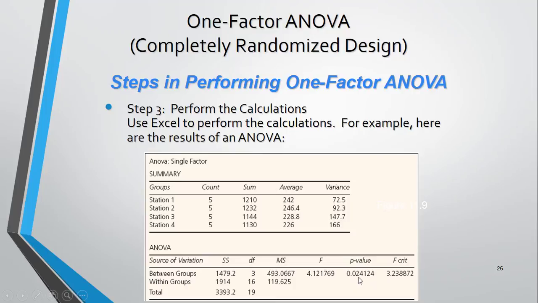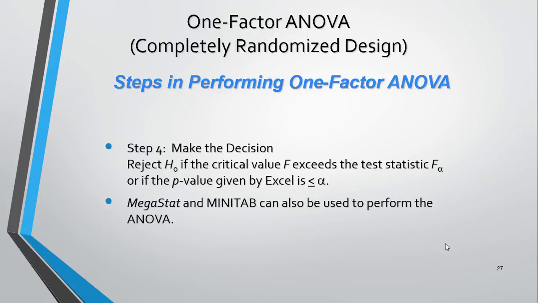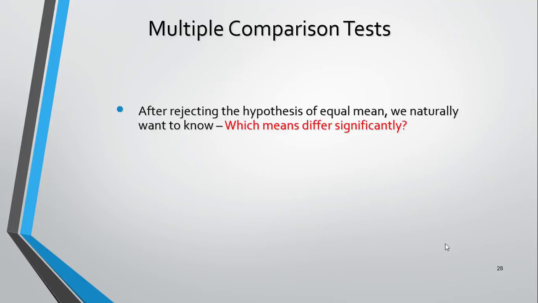The p-value is 0.02. Remember, it is less than 0.05, our significance level. If it's less than 0.05, we say it is significant. So we're saying, hey, the 4 stations, they're not churning out the same type of product, or a product of the same quality or same measurements. And that's ANOVA. Right? Then you make a decision, as we just did. You can use MegaStat to do the same thing.